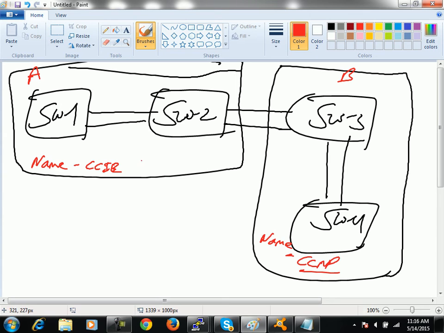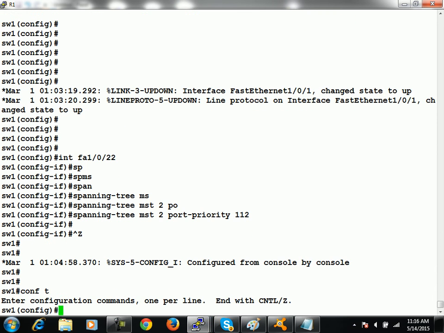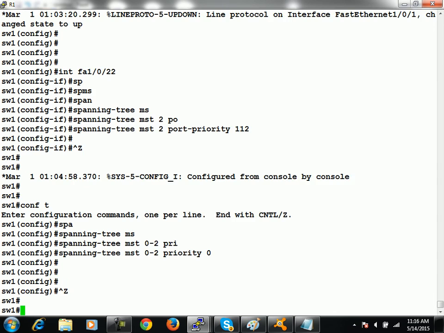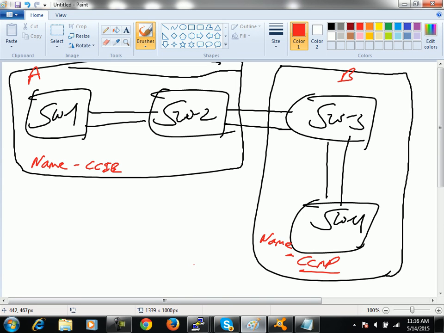So this time, what will happen? First of all, perform intra-region election. So let's assume we have configured the lowest priority on switch 1 for all instances. What can we do here? I'm going to configure spanning-tree mst 0-2 priority 0. So in this region A, switch 1 is going to be the root bridge. Understood or not? Fine. In the same manner, region B will also elect its own root bridge.